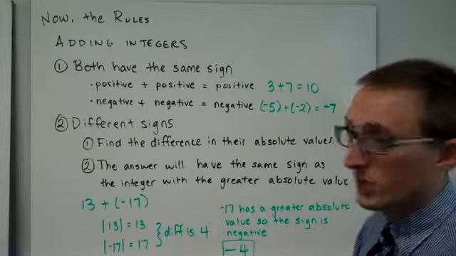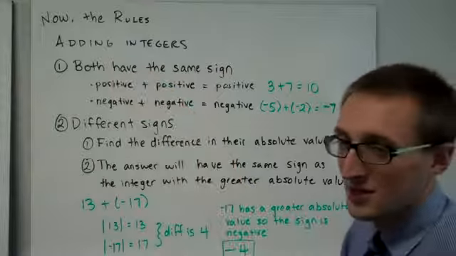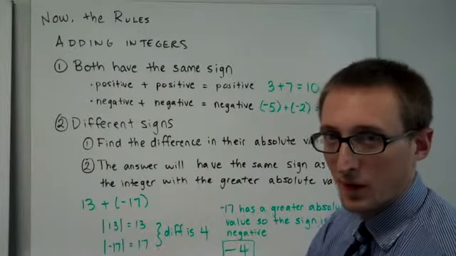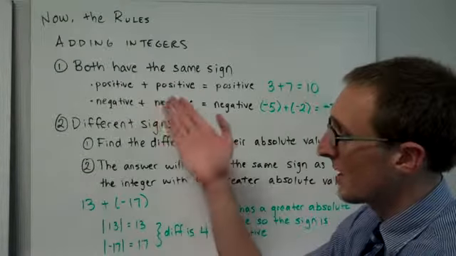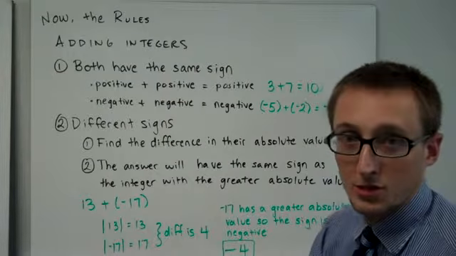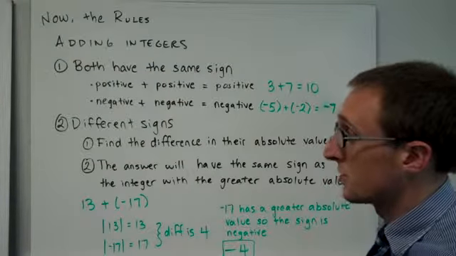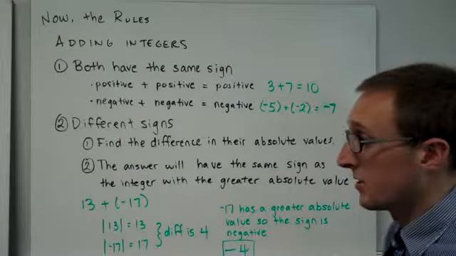The way a lot of students like to remember this first part of the rule is same sign sum. If it has the same sign, you just add them together. Sum means the result of addition. So you just add them and keep the sign.